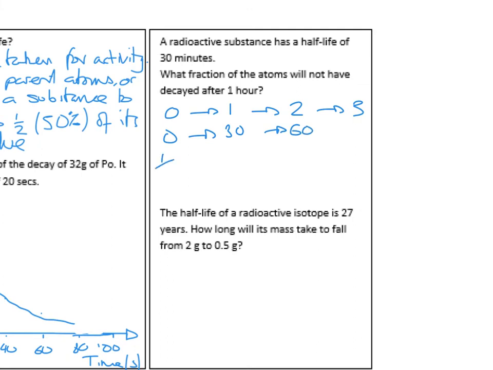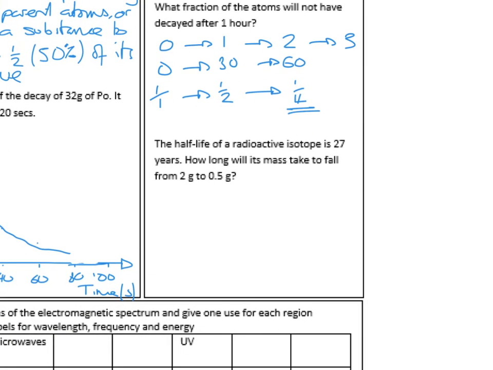So I start off with 1 over 1, it goes to 1 over 2, and then 1 over 4. So I'll have a quarter of the atoms left. There's my answer. Same again, the half-life of a radioactive isotope is 27 years.